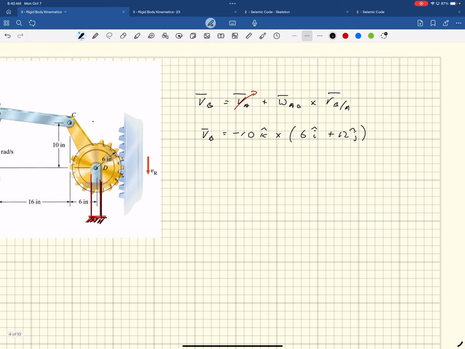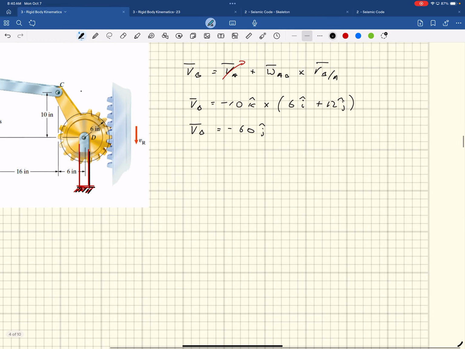Negative 60 in the J. VB is equal to negative 60 in the J. And then I got a negative K, and I cross it with a positive J, positive I. And so that'll be plus 120 in the I, right? I'm just showing that you don't have to do I's first and J's later. Sometimes it's just a little easier to do that. That's the velocity of B.